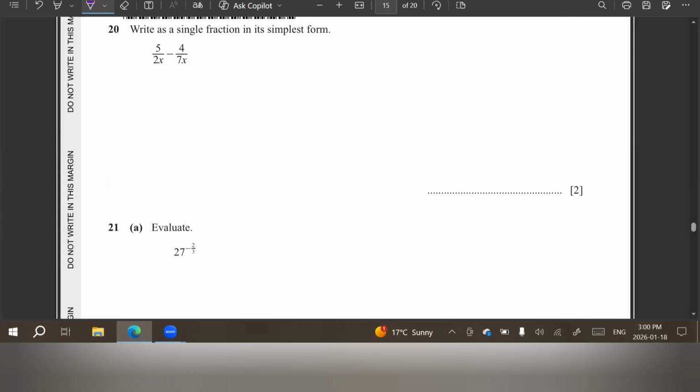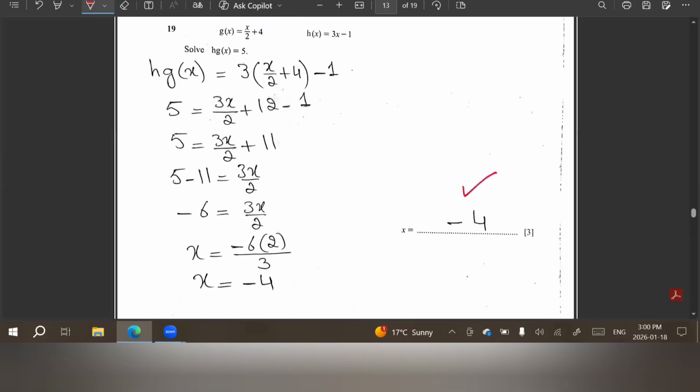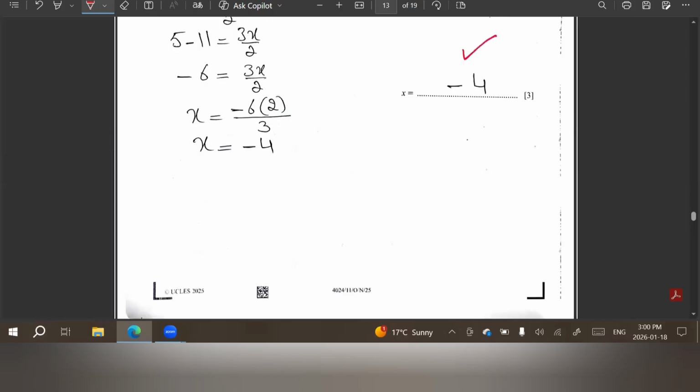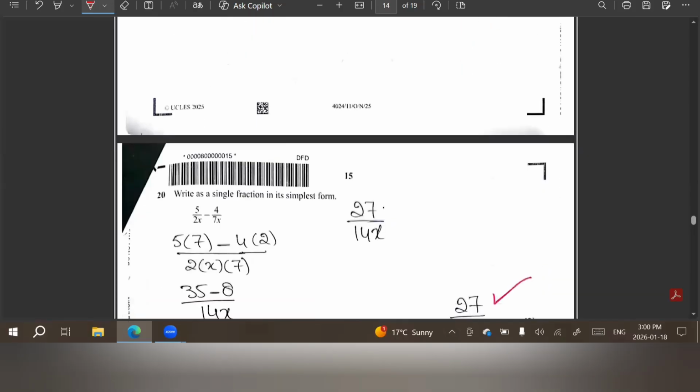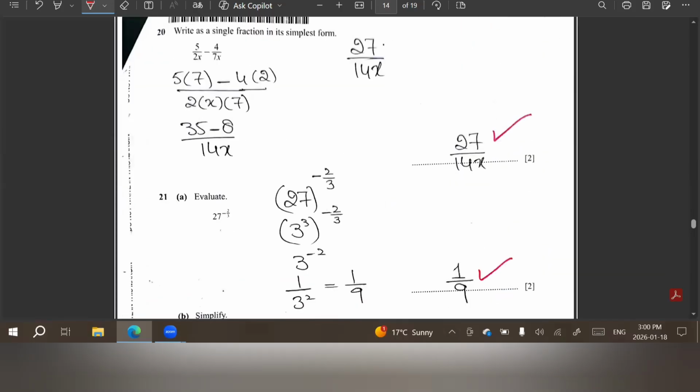So let me show you the solution. Here I will take the LCM, 14x is the LCM. So here you will have 35 minus 8, and you get 27 by 14x. So this is how this is done. Very simple, straightforward question. Question number 20.